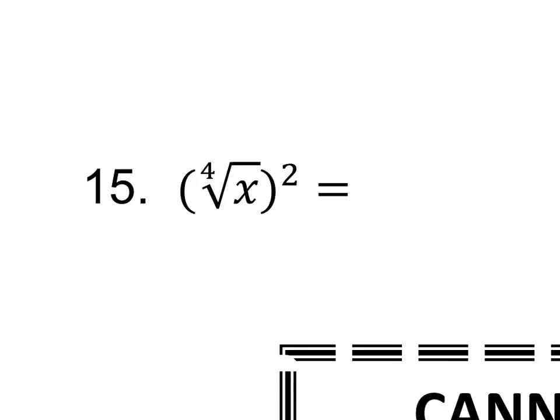So how many x's are on the inside technically? 1. But I'm squaring it, so really there's 2. And I'm supposed to put it into groups of 4. Can I do that? Okay.